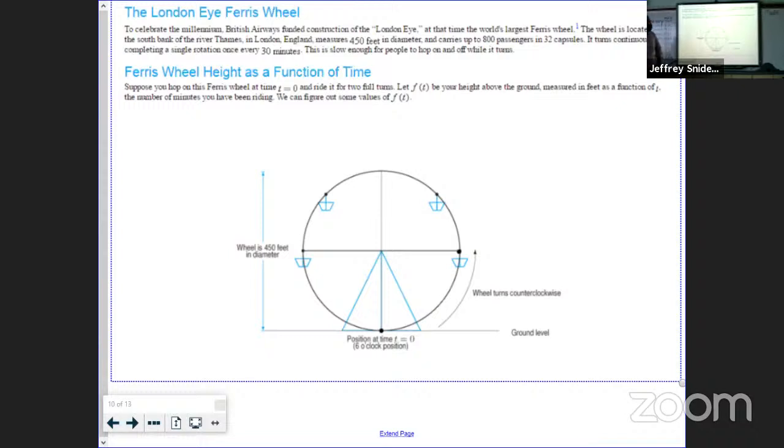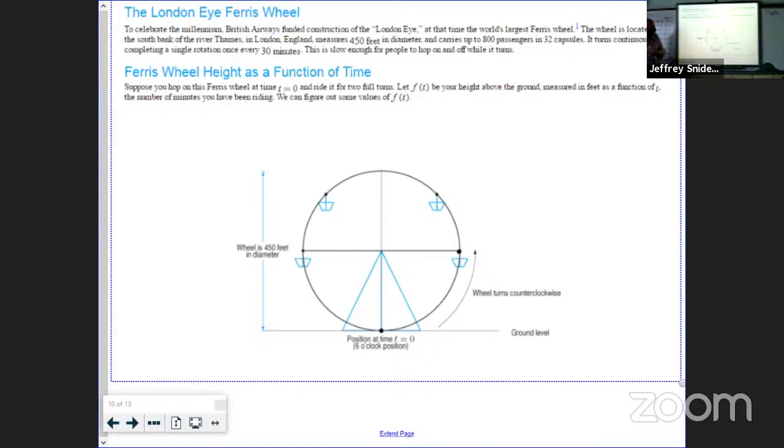All right? Okay, good. Here we go. So it says, suppose you hop on the Ferris wheel at time t equals 0 and ride it for 2 full turns. It's a long time, right? That's an hour. Let f of t be your height above the ground, measured in feet as a function of t, the number of minutes you have been riding, and we can figure out some values of f of t.